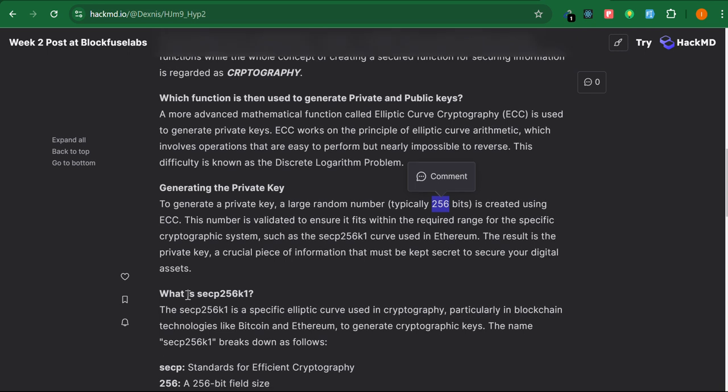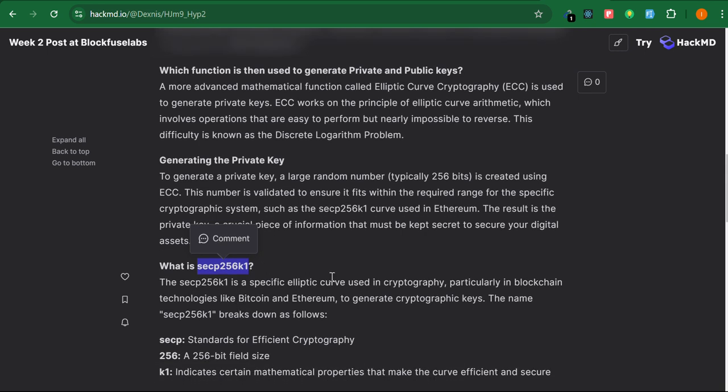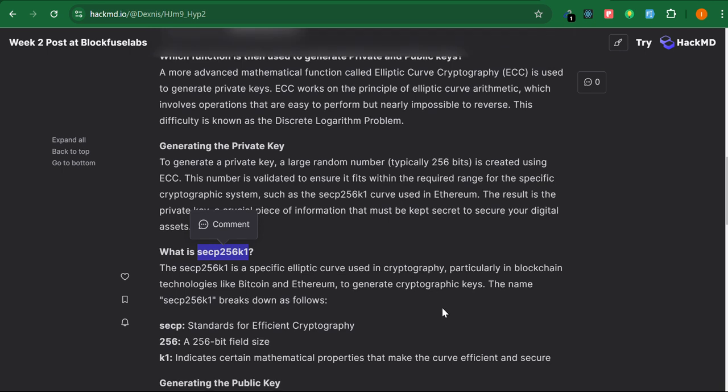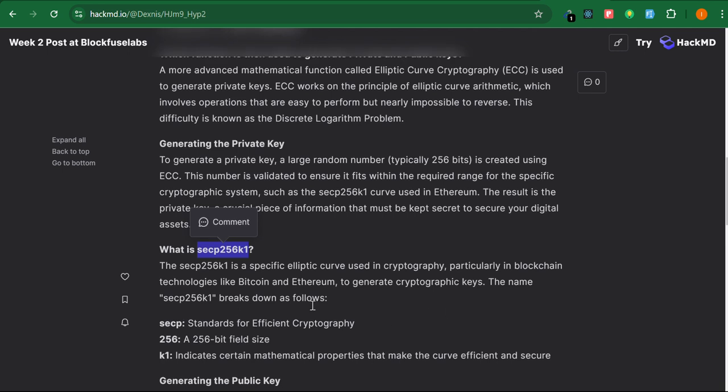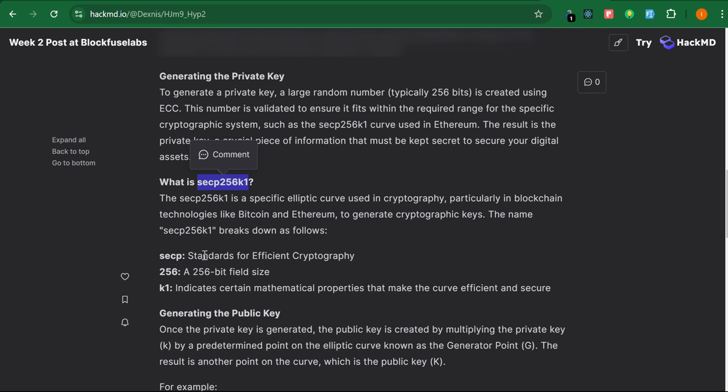Now, what is this complex SECP256K1? Okay, it is simply a name actually. SECP256K1 is a specific elliptic curve used in cryptography, particularly in blockchain technologies like Bitcoin and Ethereum, to generate cryptographic keys. The name breaks down as follows. SECP stands for what? Standards for Efficient Cryptography. And the 256 means a 256 bit field size. Okay, while the K1 indicates certain mathematical properties that make the curve efficient and secure.